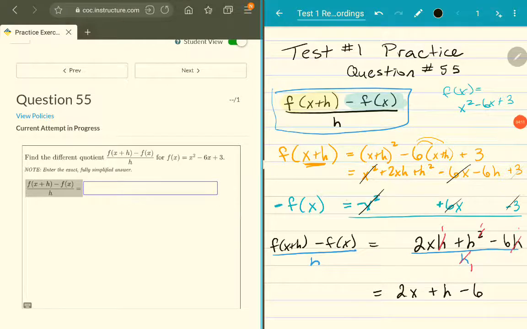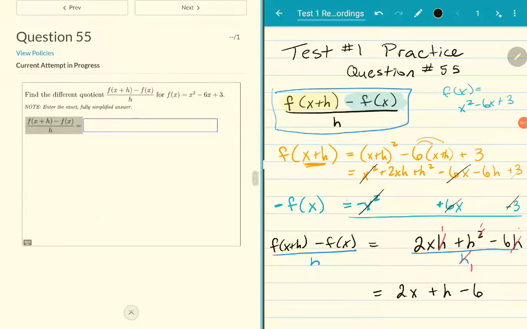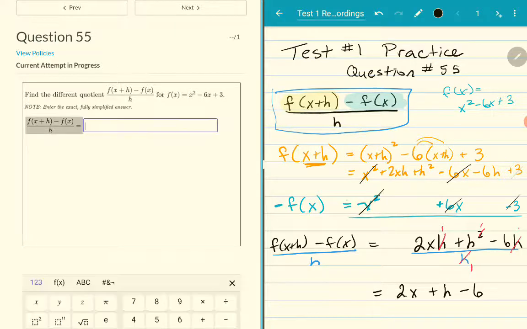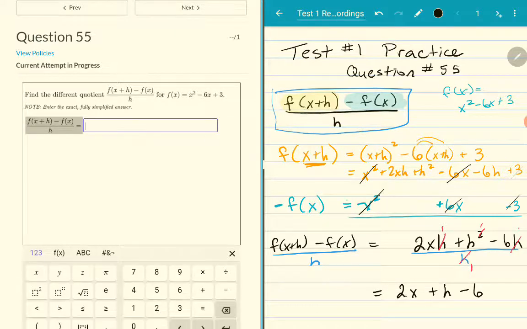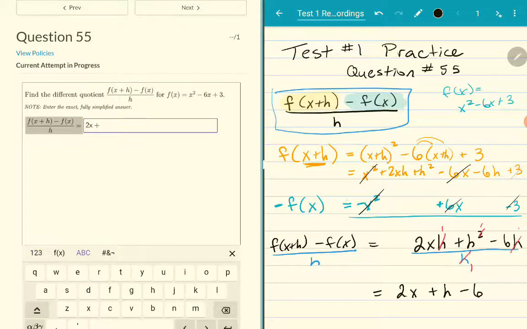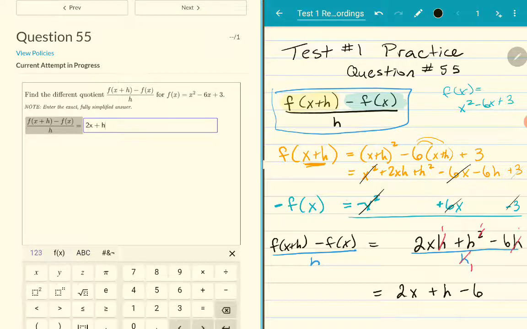And I get 2x plus, I think I'll need the letter keyboard for the h, minus 6.